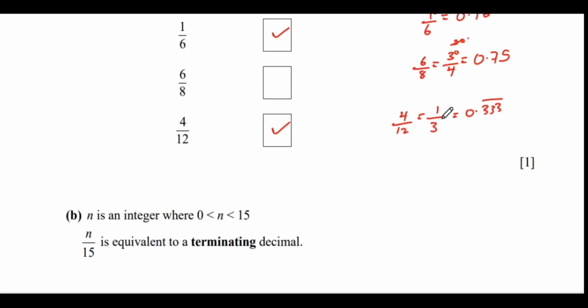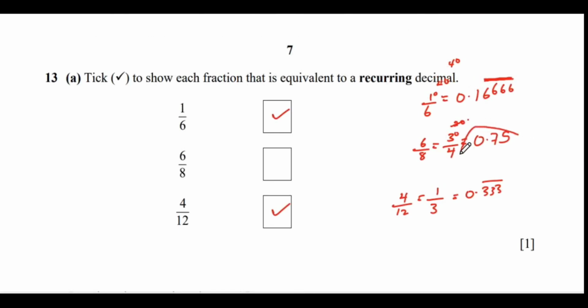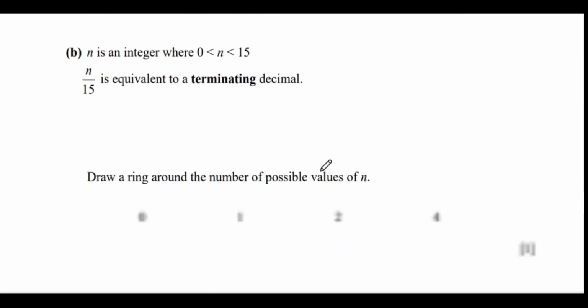Okay, so move to the B part of their question. They say that n is an integer where 0 is less than n less than 15. n over 15 is equivalent to a terminating decimal. What we mean by terminating decimal is a decimal of this nature, that at a point it will stop, it can't continue. So that's terminating decimal. So they ask us, from the number 0 to 15, how many numbers can we replace as n that will give us a terminating decimal.